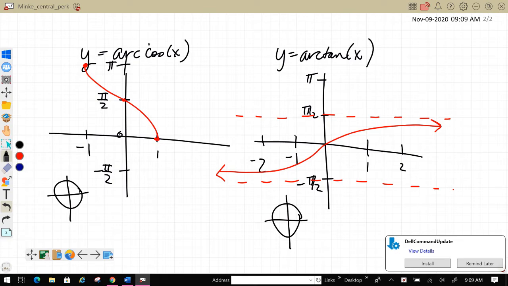So 0 to pi is going to happen up here. So on arc cosine, that should be our picture. Arc tangent is going from -pi/2 to +pi/2. So what quadrants are those? Okay, good. Just like sine, it's going to be 1 and 4.